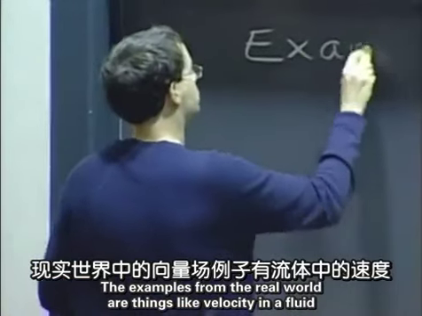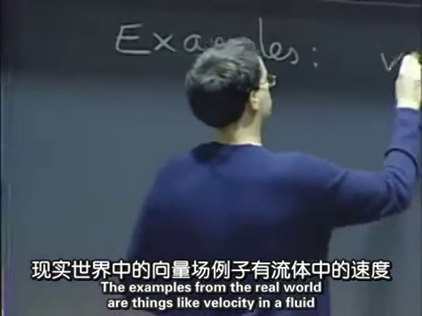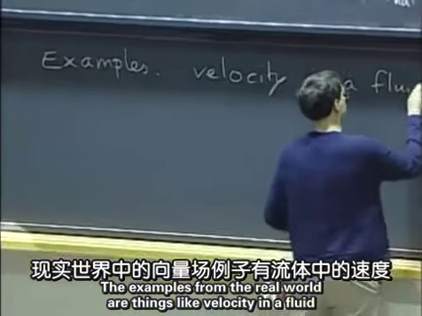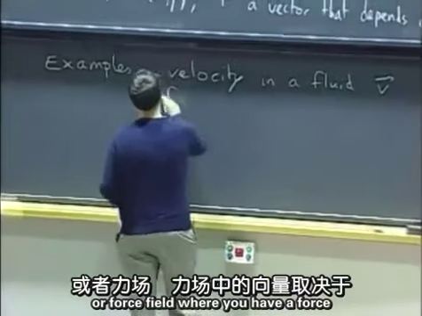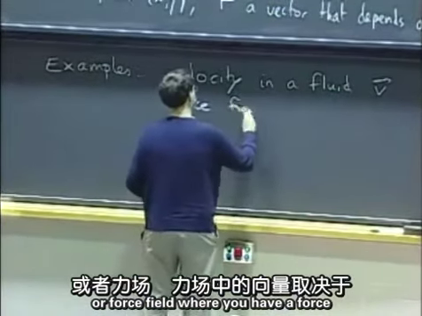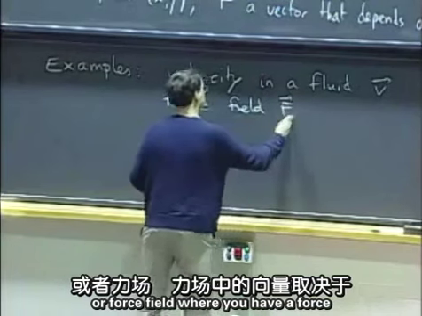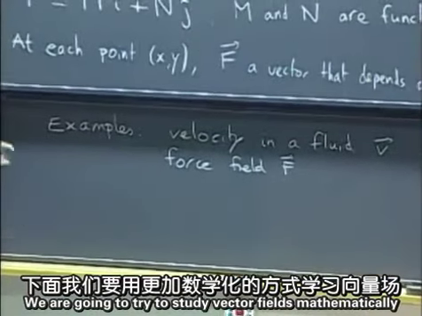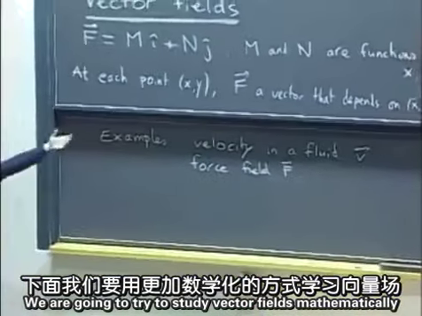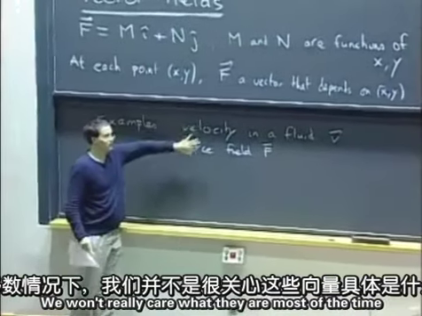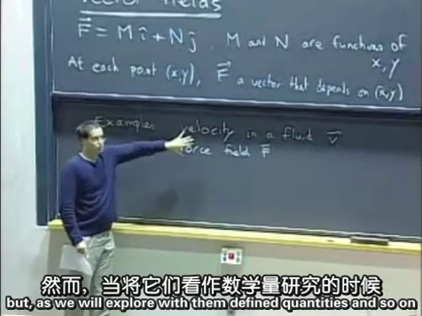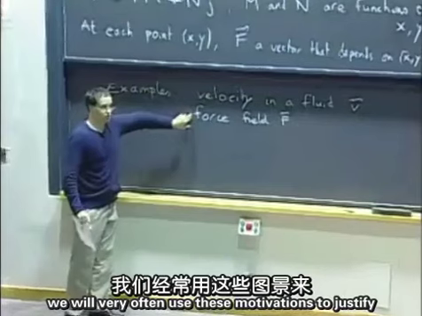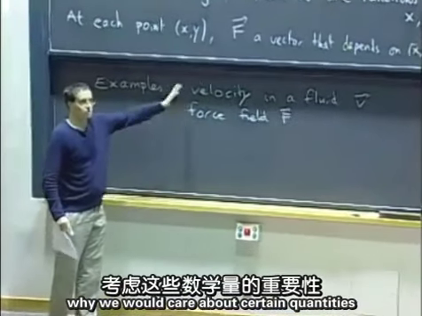So the examples from the real world are things like velocity in a fluid, or force field, where you have a force that depends on the point where you are. So we're going to try to study vector fields mathematically, so we won't really care what they are most of the time, but as we'll explore with them, define quantities and so on, we'll very often use these motivations to justify why we would care about certain quantities.